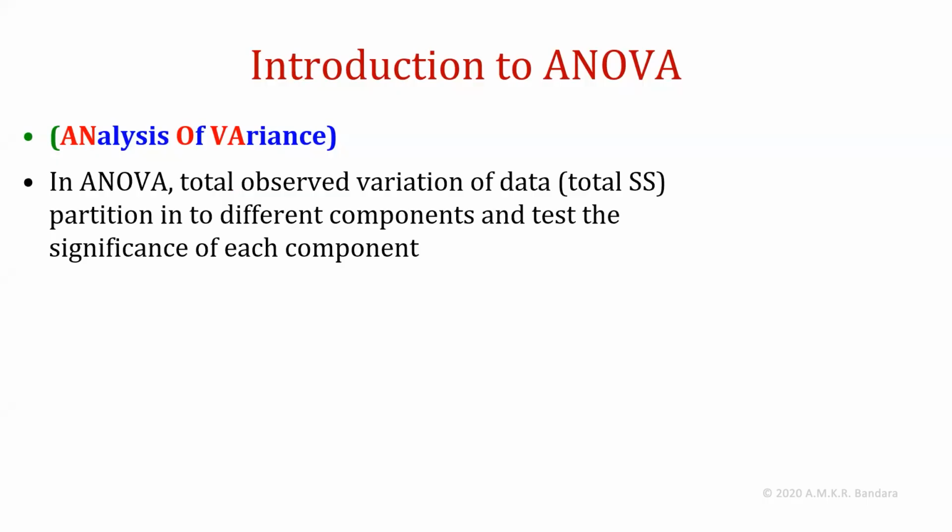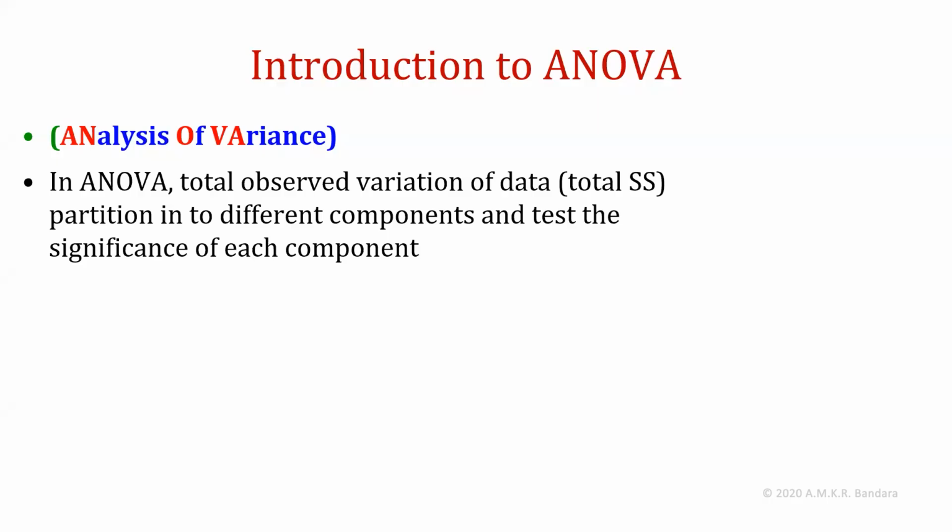In ANOVA, the total observed variation of data, and we know another name for variation is sums of square, that is total sums of square, is partitioned into different components and we test the significance of each component. So analysis of variance means we partition the variance into different components.